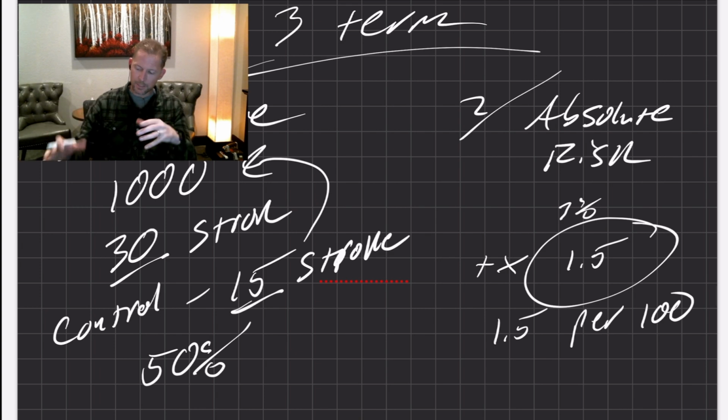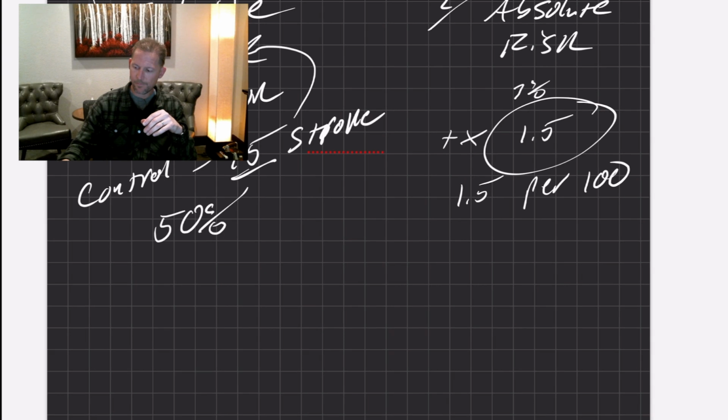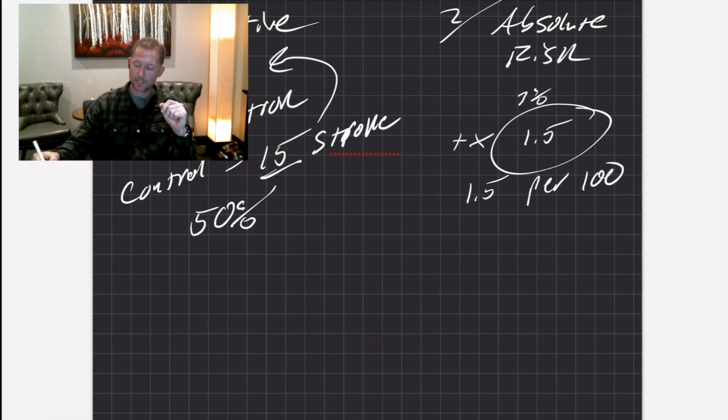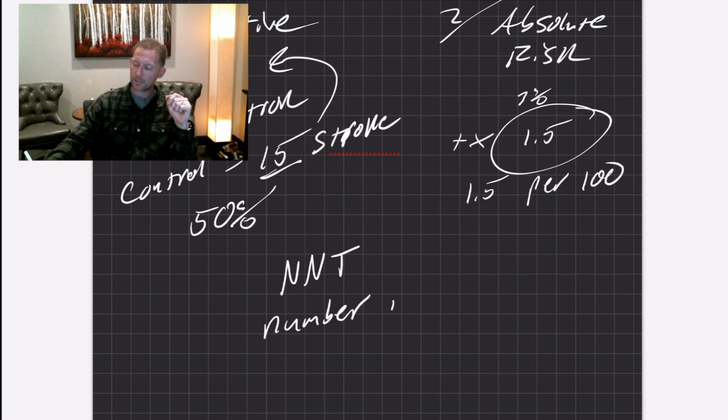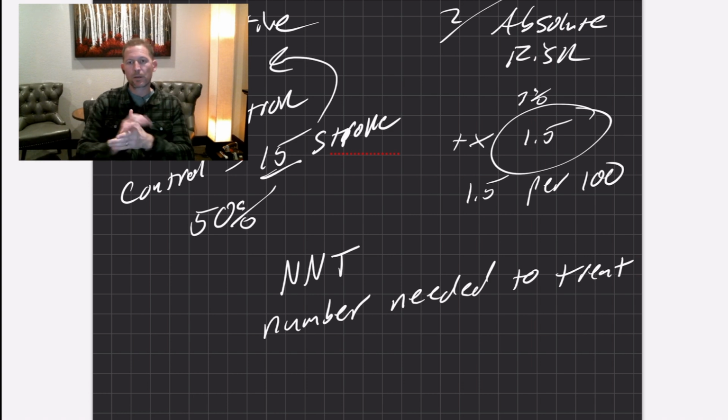And what both of these numbers come down to, and this is probably the most important number that you need to know, is the NNT, the number needed to treat. So the number needed to treat is how many people need to take a medication for a certain amount of time for one person to have a benefit.